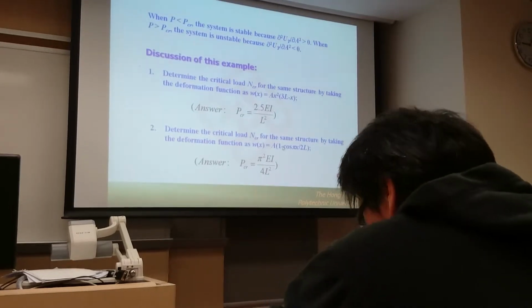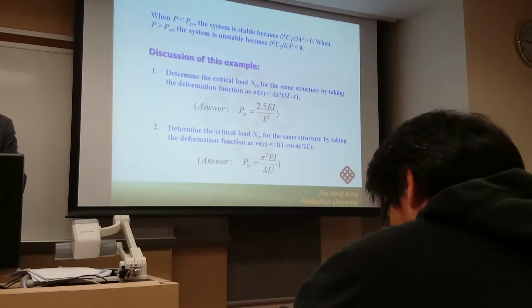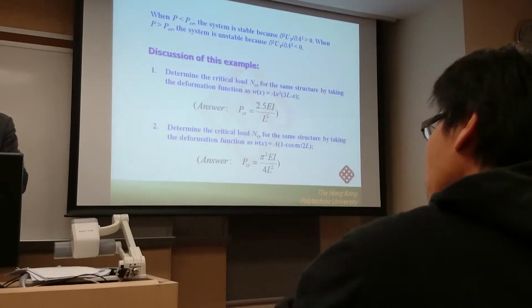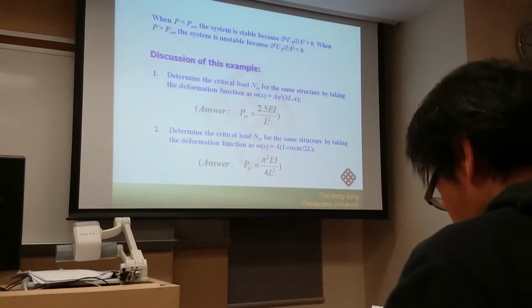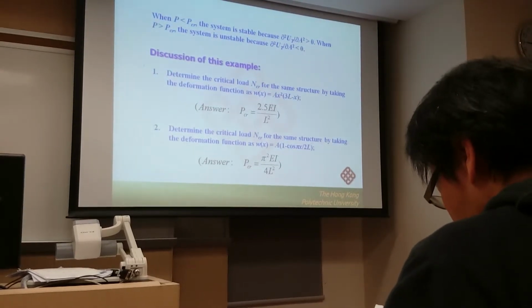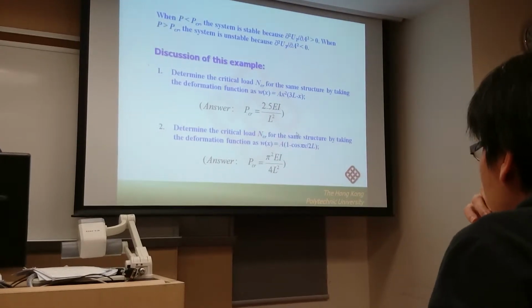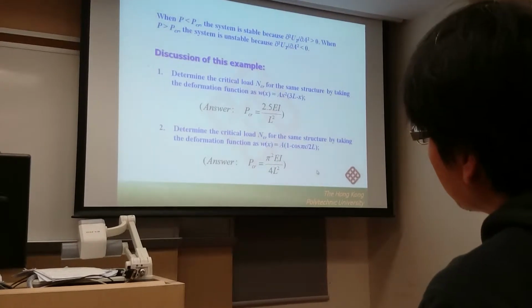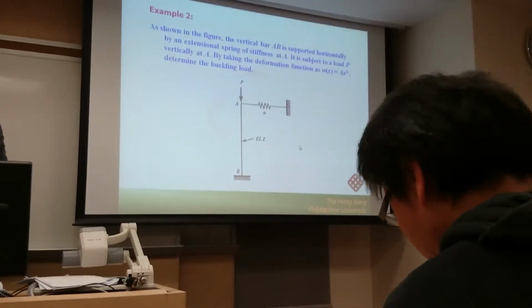Okay, the energy method is easy to apply because you don't need to mind the sign convention, you don't need to obtain the moment expansion, you just need to obtain the energy. And the energy is independent of the direction. But the disadvantage is it is an approximate solution. And this is a second example.